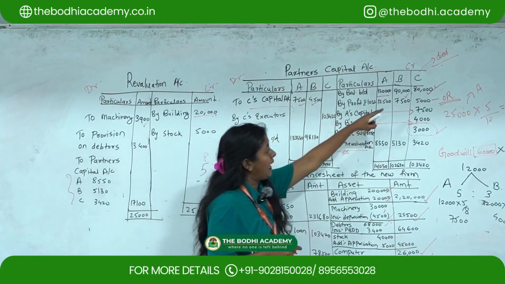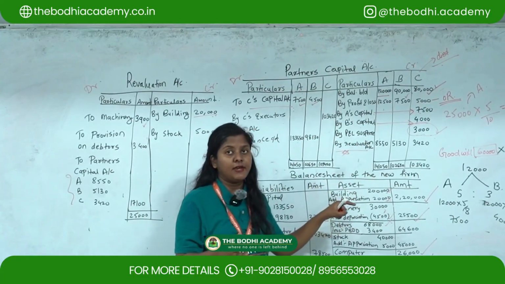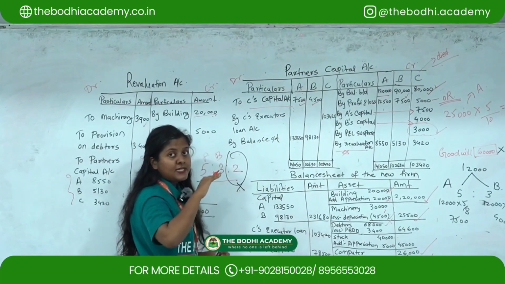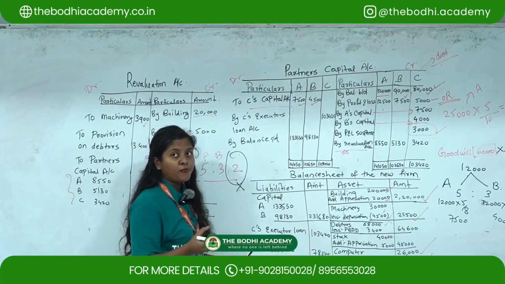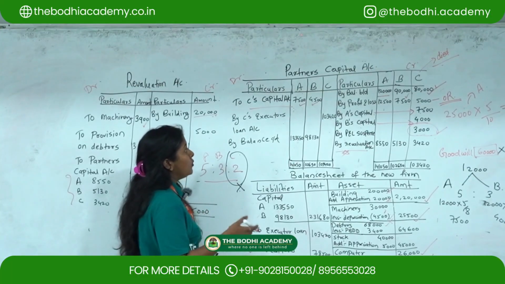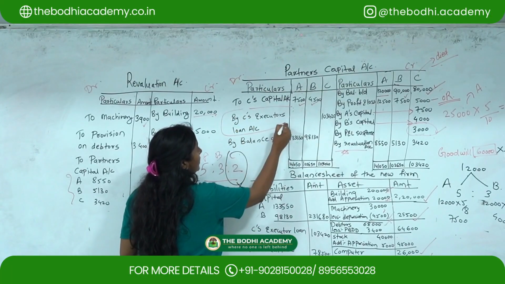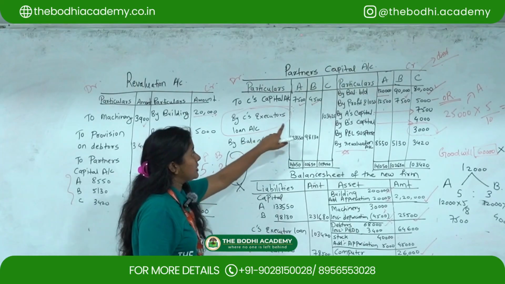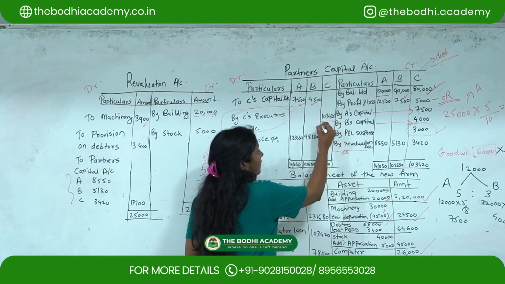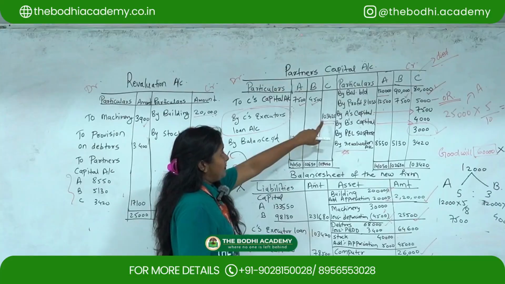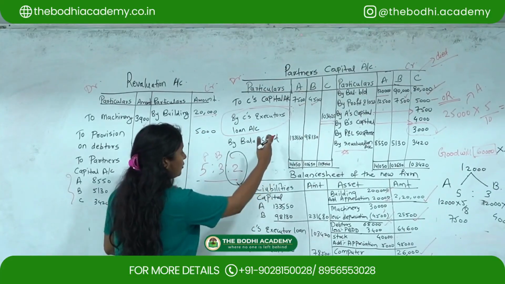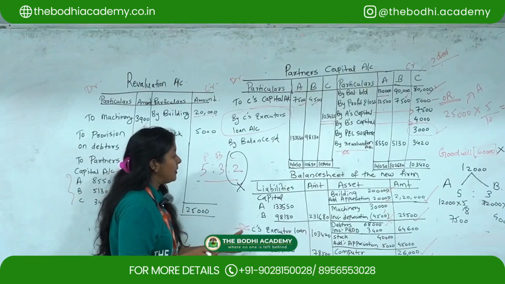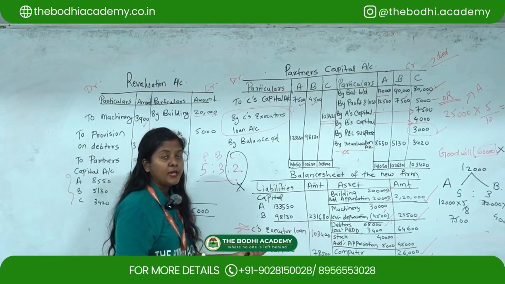Then again you have to add and you have to check which side is heavier. So here, since C has died already, now whatever the profit is left of C, you have to give it to his executors. C's executor you have to pay. Okay, so C's executor, we are going to pay this amount, and that amount you have to transfer to the balance sheet, but you have to show it separately. You cannot mix the amount with the capital of the remaining partner.